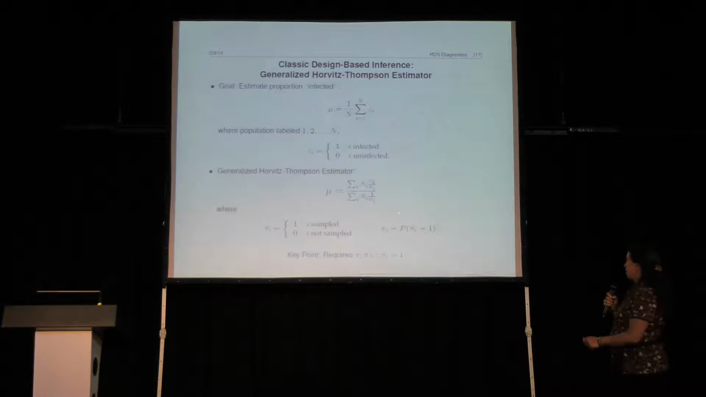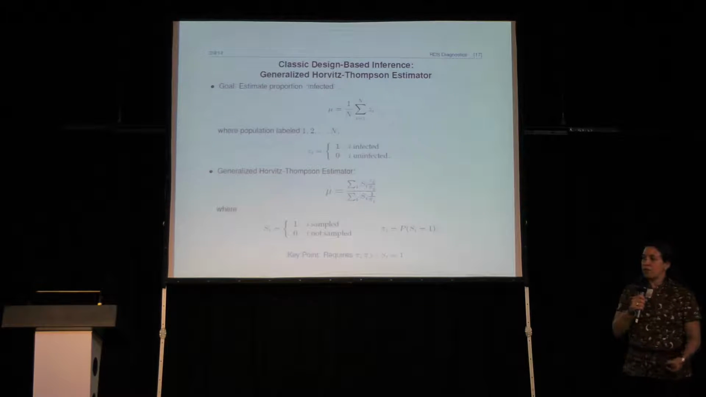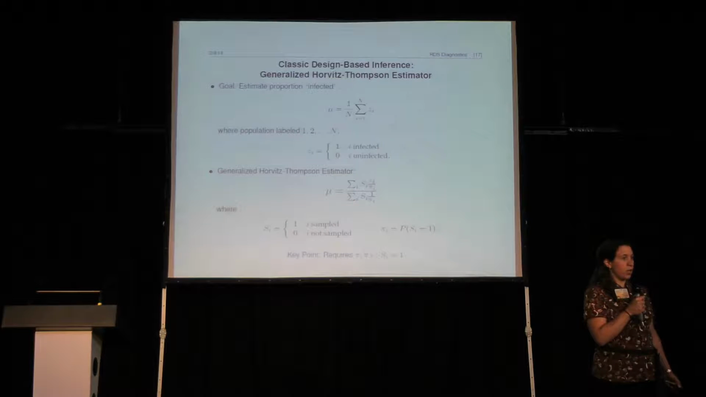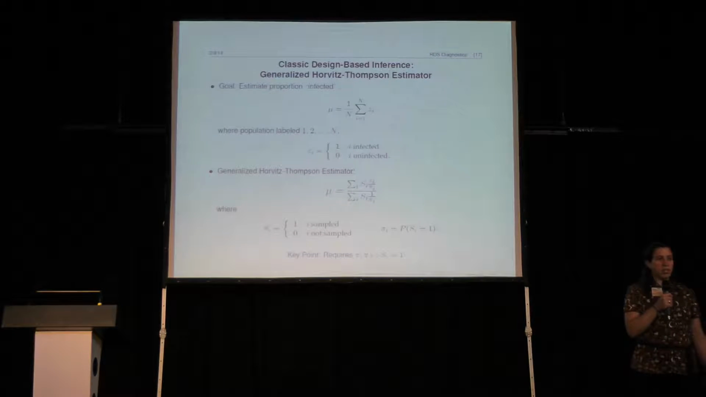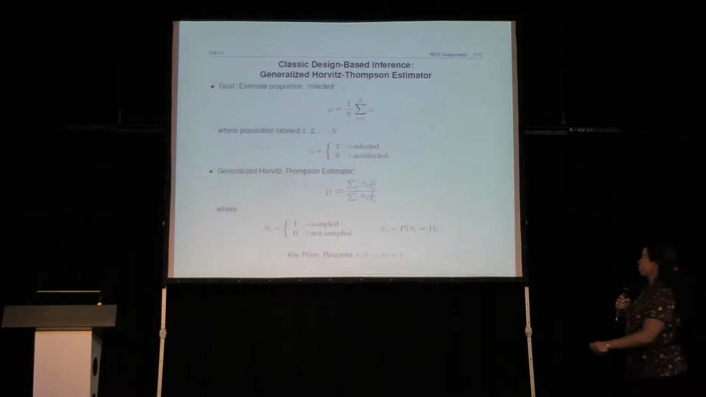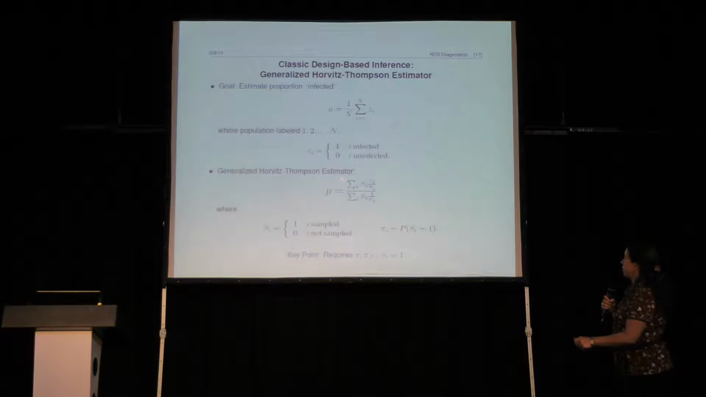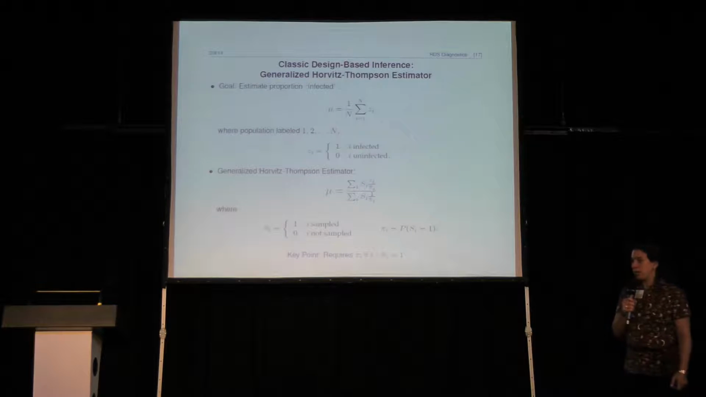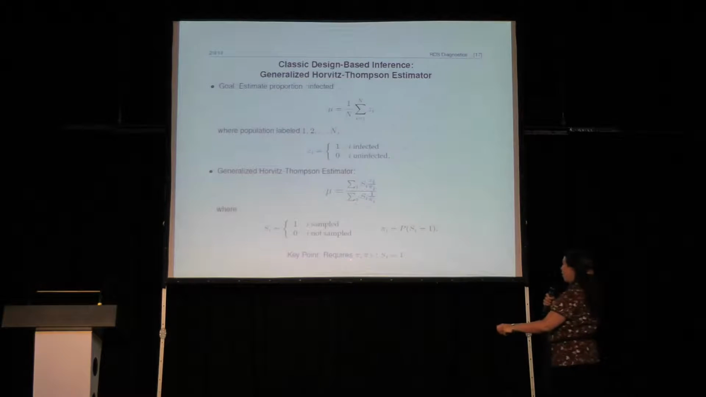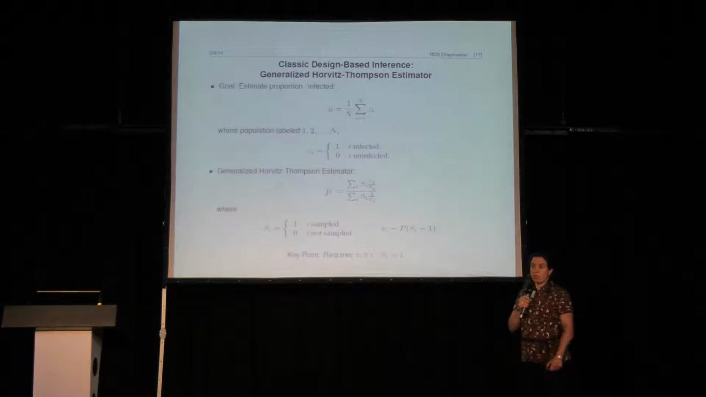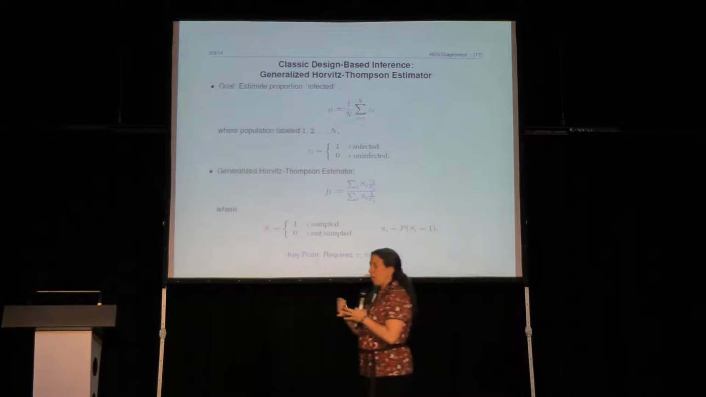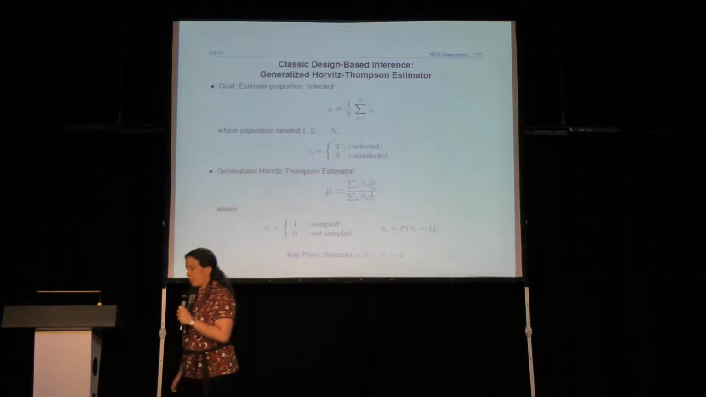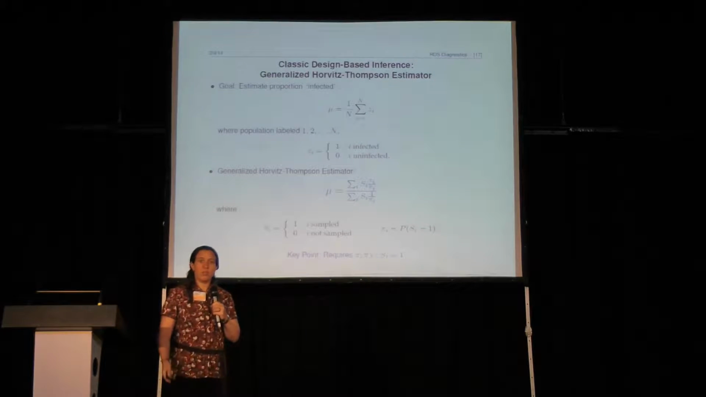And provided that these pi i's are actually the probabilities of each of the sampled units occurring in the sample, this estimator is approximately unbiased for the population mean. Now, the key point here is that it does require knowing these probabilities. And so with respondent-driven sampling, we're faced with the task of how we can know or try to know these probabilities.